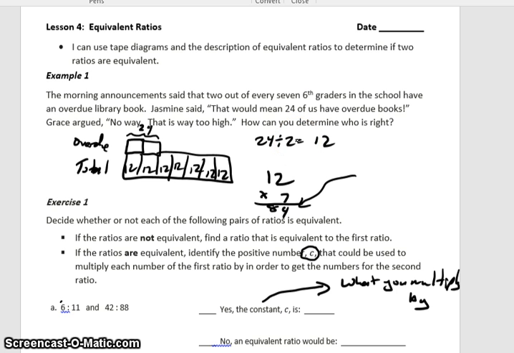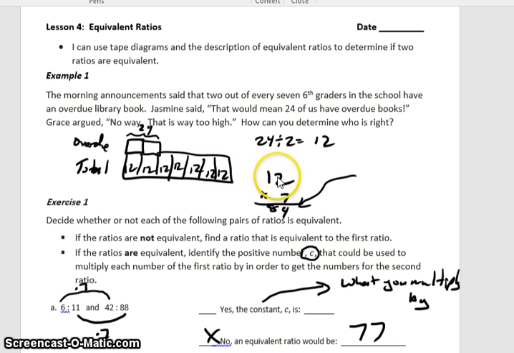So first number with first number, what would you multiply 6 by to get to 42? Come on, what would you get there? 7, exactly. So we're going to times it by 7. If I multiply 11 times 7, do I get 88? No, we don't. It's just 11 times 7 here. What we would need is 77.